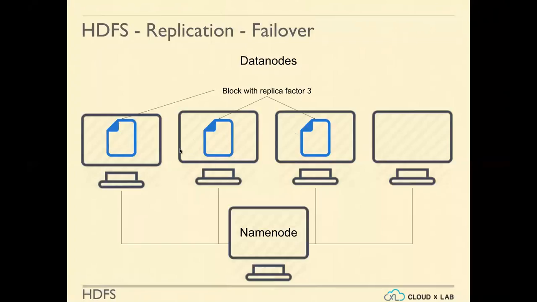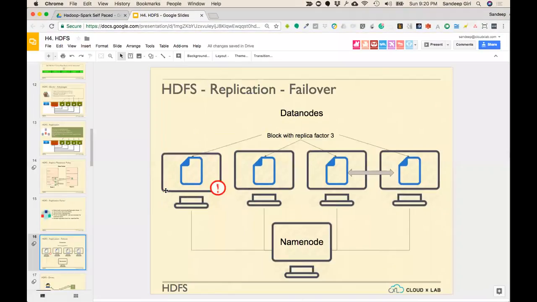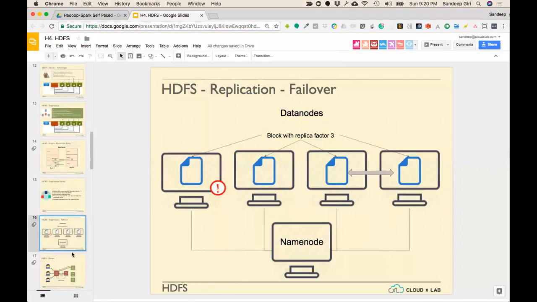Now in case this machine goes down, the replication factor has reduced to 2, and to bring it back to the promised replication factor, it'll copy this block to one more machine. That's how the replication factor works. All right. Alok, did it make sense to you?